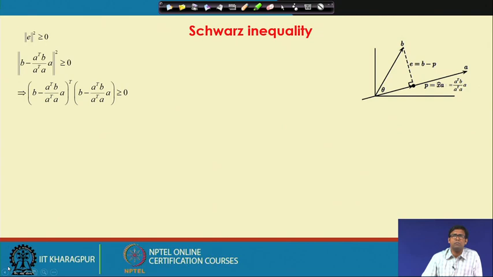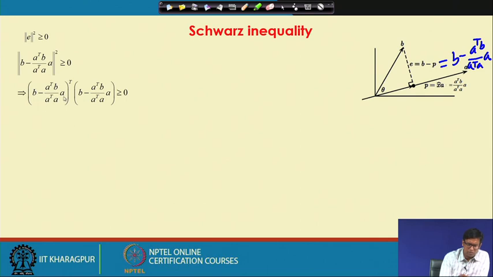This left out part is either 0, if B is on A, or it is something greater than 0, non-zero. So, the magnitude of E squared is greater than or equal to 0, and we have obtained that P is A transpose B by A transpose A. So, we substitute it: the left out part E is B minus A transpose B by A transpose A into A. This should have a length greater than or equal to 0, so the square of the length is greater than or equal to 0.